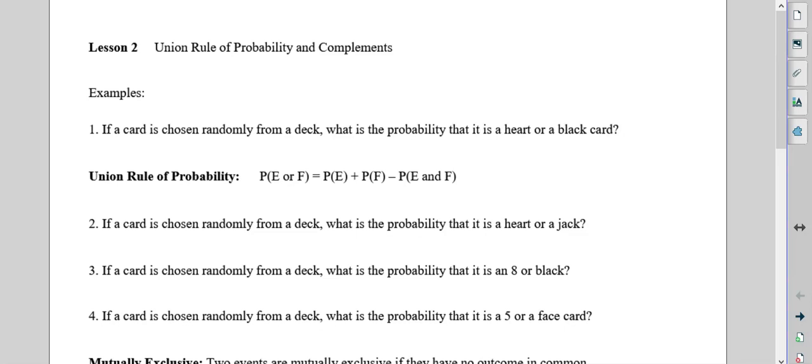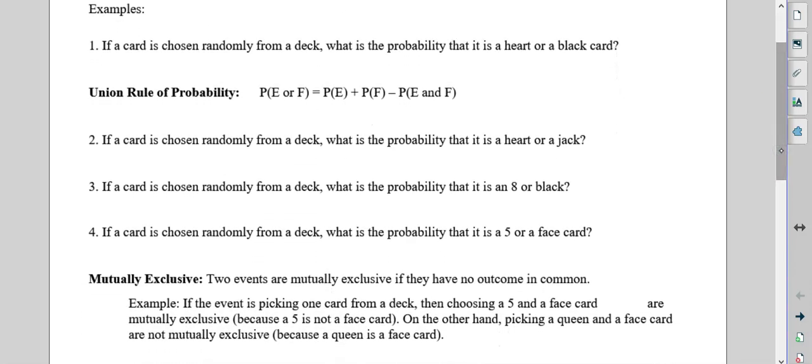All right, lesson 2, union rule of probability and complements. If a card is chosen randomly from a deck, what's the probability it's going to be a heart or a black card? Okay. So a heart is a suit of which there are 13 cards out of the 52. And we say or, remember we're adding. So that's going to be black card, which is half the deck, 26 out of 52. And that equals 39 out of 52.